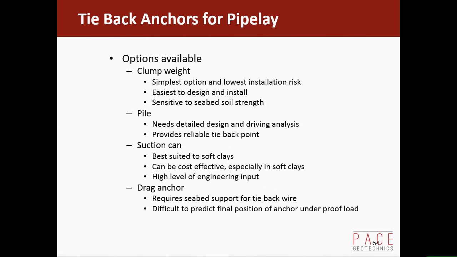So just to summarise, particularly for tie-back anchors for pipe lay: clump weights are the simplest option. Lowest installation risk and easiest to design and install, but it is sensitive to seabed strength. Pile, you need to drive it into the seabed, but it is reliable. But another disadvantage is you can't get it back out when you've used it.